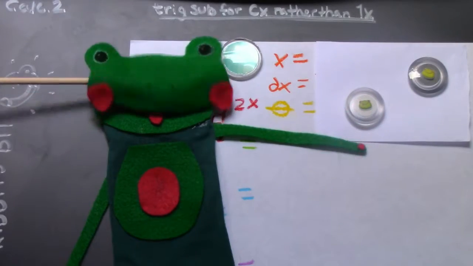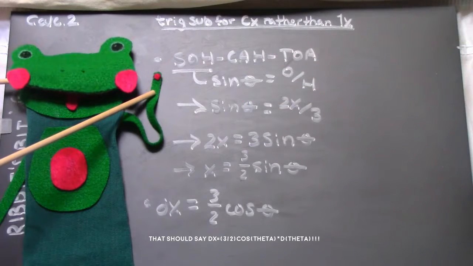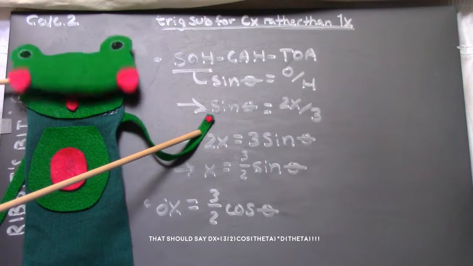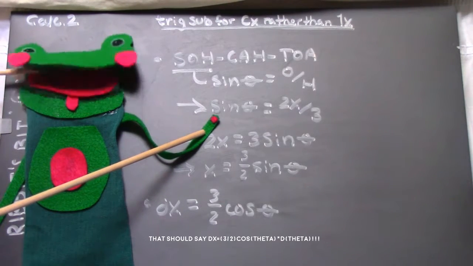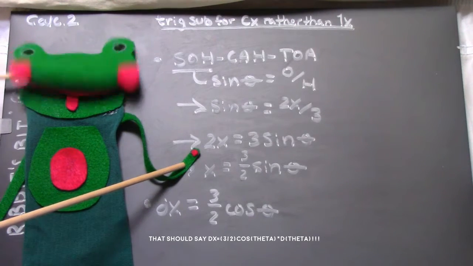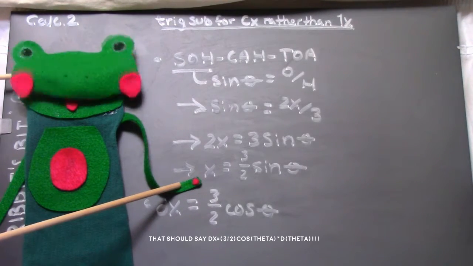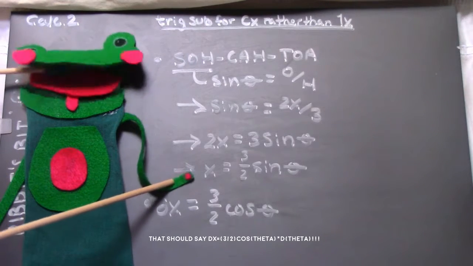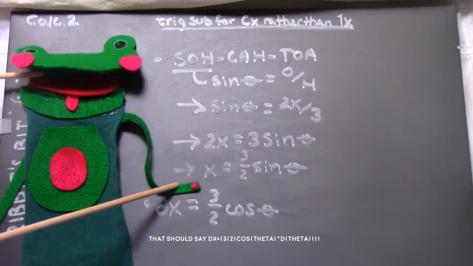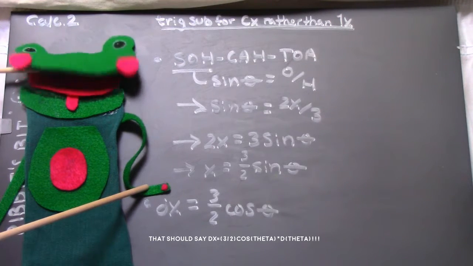Step 2. Identify x using trig and then use that to find dx. Remember SOHCAHTOA here. Sine of theta equals opposite over hypotenuse. I plug in my information and I got sine of theta equals 2x over 3. From there, I can say that 2x equals 3 sine theta. Then from there, I can say that x equals 3/2 times sine theta. That's our x value. The derivative of that is just 3/2 times cosine theta because cosine is the derivative of sine. Excuse me, I have a frog in my throat.